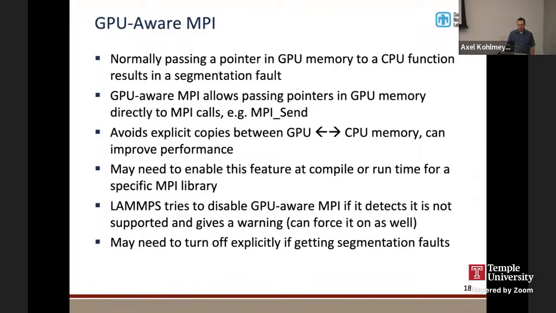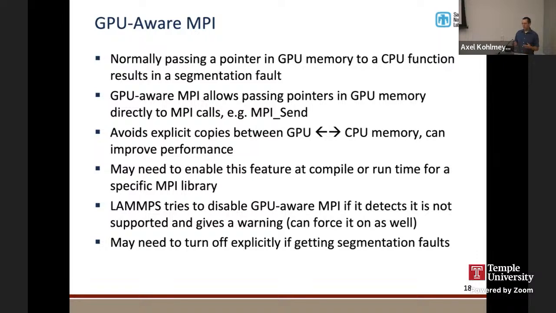Okay. Another thing to keep in mind is GPU-aware MPI. Normally passing a pointer in GPU memory to the CPU is going to give you a seg fault, but if your MPI library is CUDA or GPU aware, it could be HIP or SYCL too, then it actually allows you to pass pointers in GPU memory directly into an MPI call, such as MPI send. This avoids having to explicitly copy the data to the host CPU first. And some machines have hardware support for this, so it can actually improve performance.